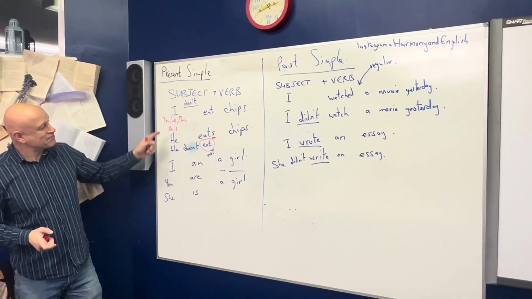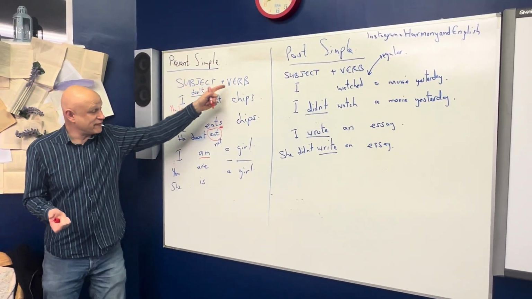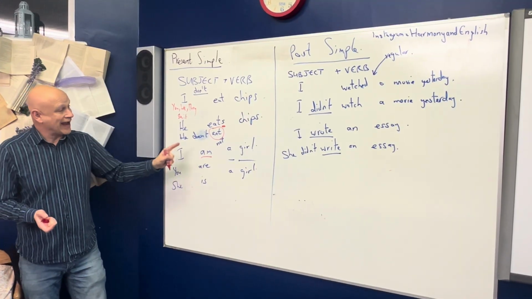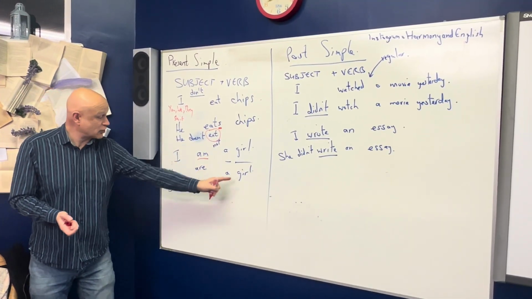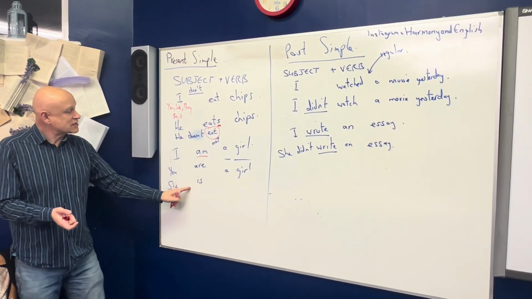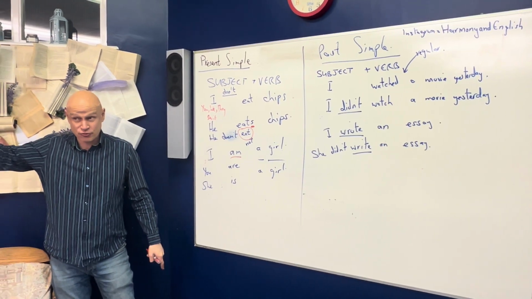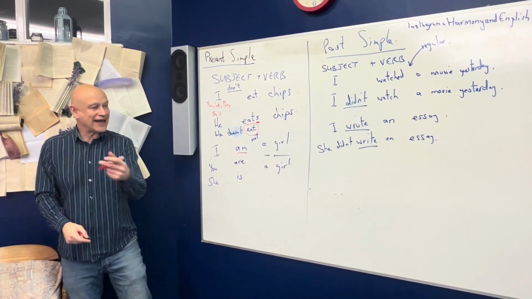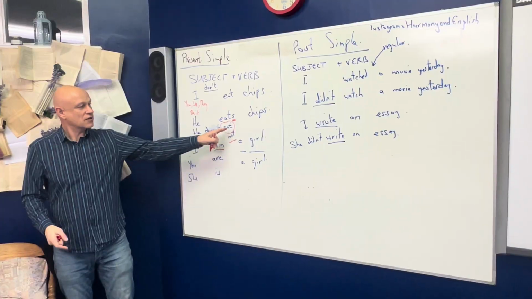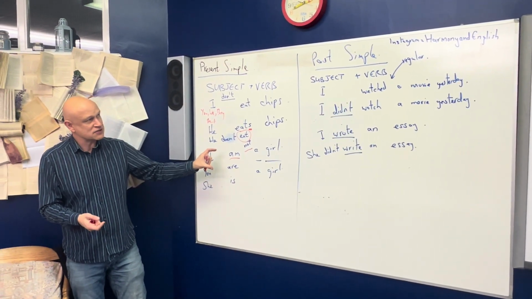Now, present simple also has the verb to be, subject and a verb, but this time the verb to be. I am a girl, you are a girl, she is a girl. We need to remember that the verb to be has three verbs in the present, and when you make it negative, you just add the word not. So it's a little bit simpler. It's the most simple form of present simple.